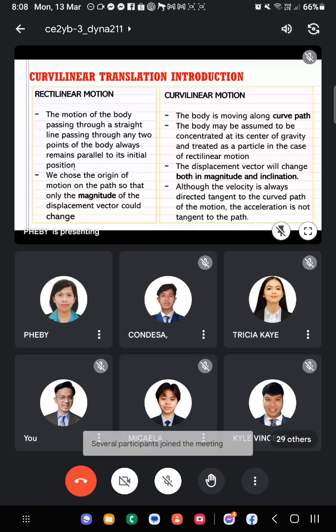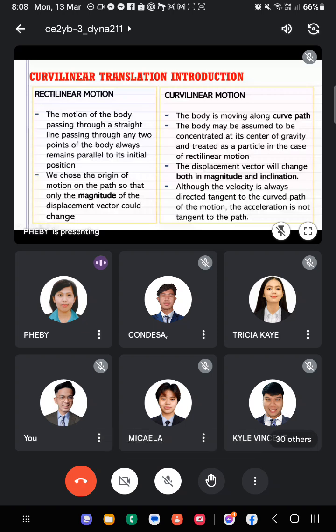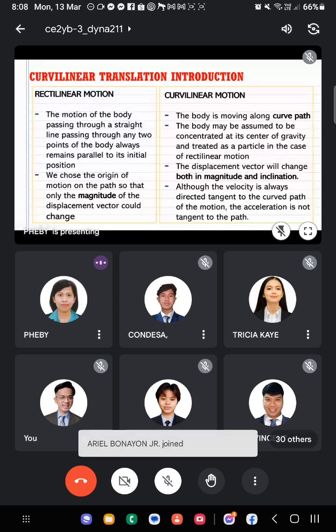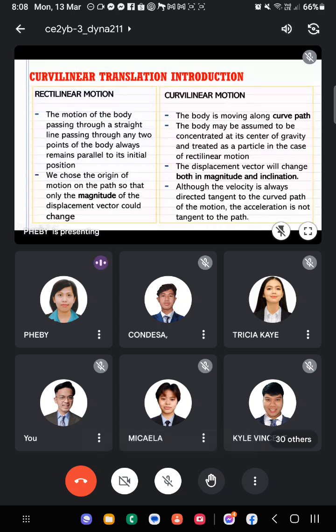So, in rectilinear motion, we are free to choose kung ano yung origin ng motion na ia-analyze natin. For example, we say na yung motion will be starting from sa rectilinear motion.